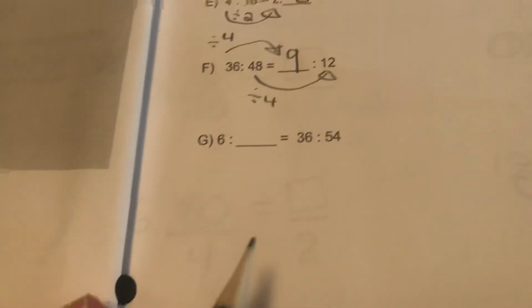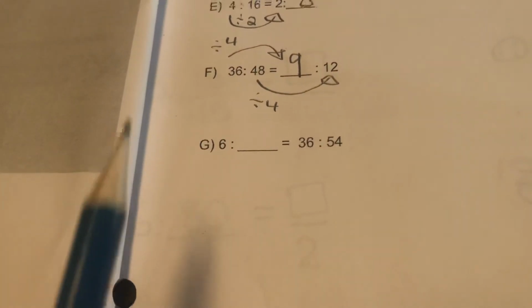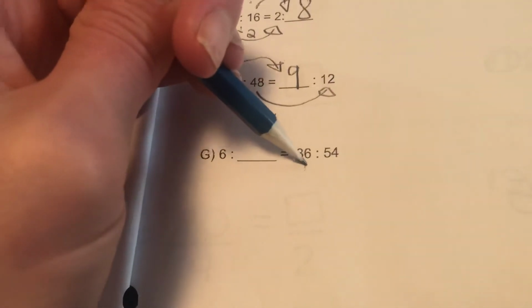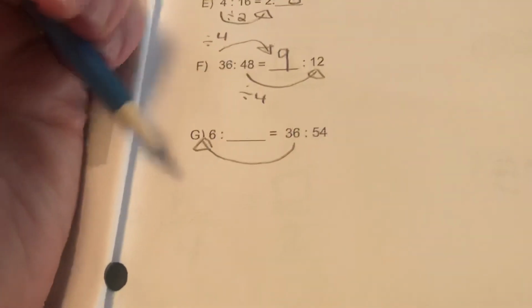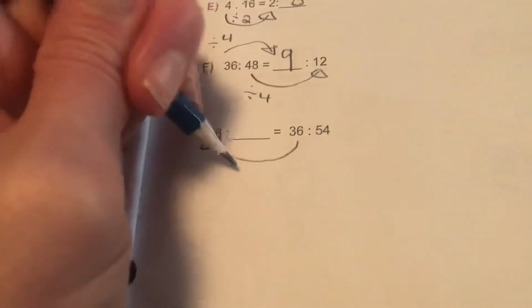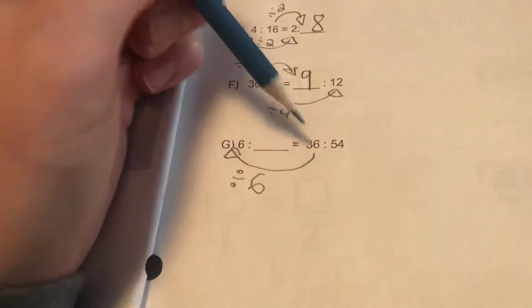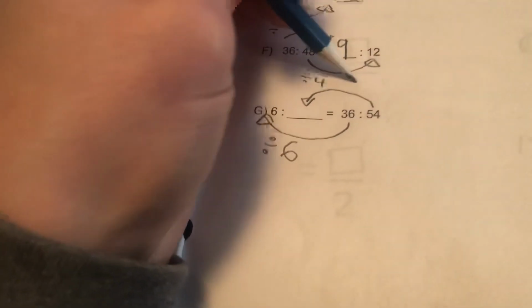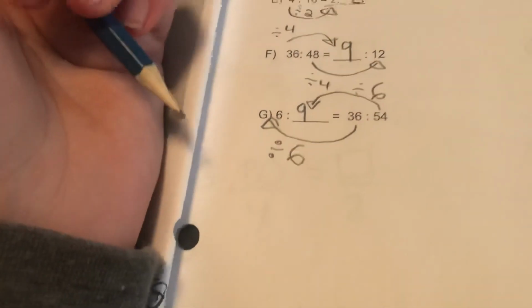And the last one, 6 to what equals 36 to 54. So again, you might want to go the opposite way if it's easier. So 36 and 6 you're going to compare because they're both on the left side. So how do you go from 36 to 6? Well, 6 times 6 is 36. So you're dividing by 6. Well, if I divided this side by 6, I should divide this side by 6 as well. So 54 divided by 6 is 9.